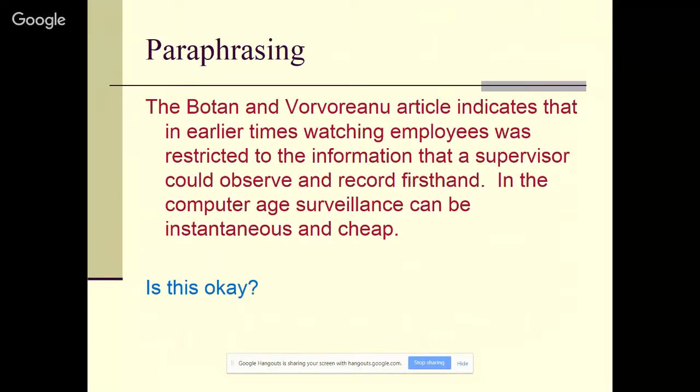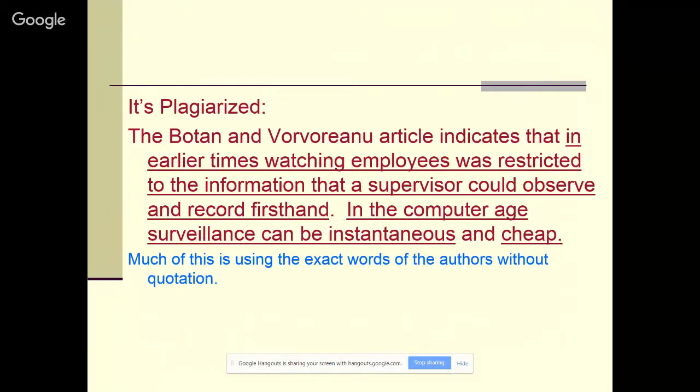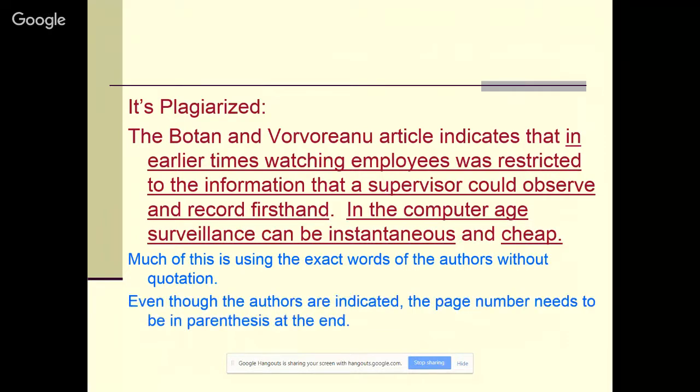So here's a sample paraphrase. Now this one actually needs work. The Botan and Vorvino article indicates that in earlier times, watching employees was restricted to the information the supervisor could observe and record firsthand. In the computer age, surveillance can be instantaneous and cheap. Problems with this in terms of citation. This is not okay. It's plagiarized, and here's why. Much of this is using the exact words of the authors without quotation. This is not significantly changed from the original.